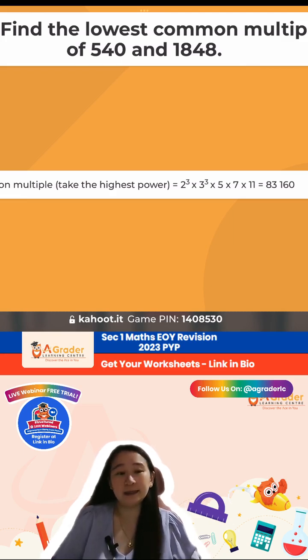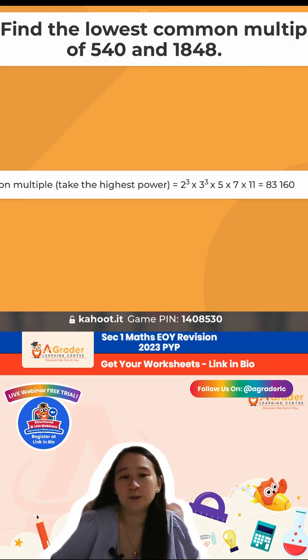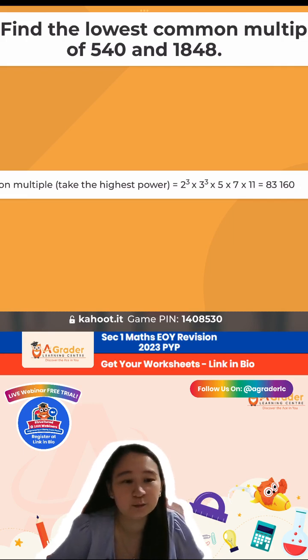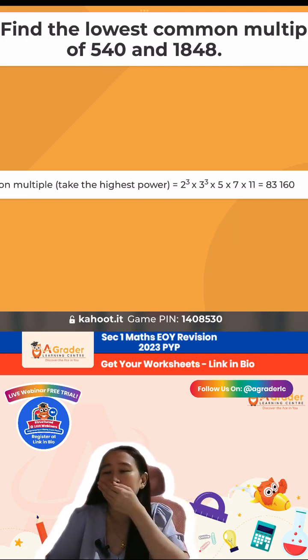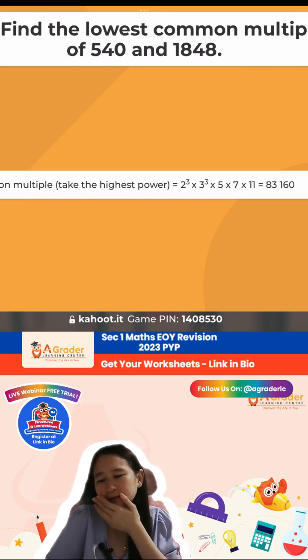They didn't ask you to leave it in index notation, so you always multiply everything up and then leave the answer in terms of numbers. I think that's around 8 questions.